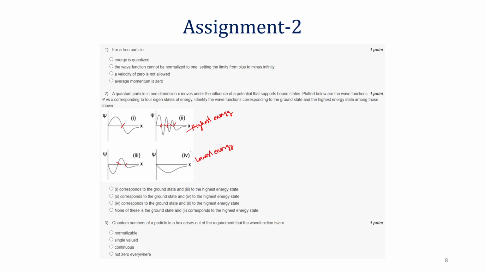For question number 1, second is the correct answer because for a free particle, it's not normalizable. But what about this fourth one? The average momentum is zero.